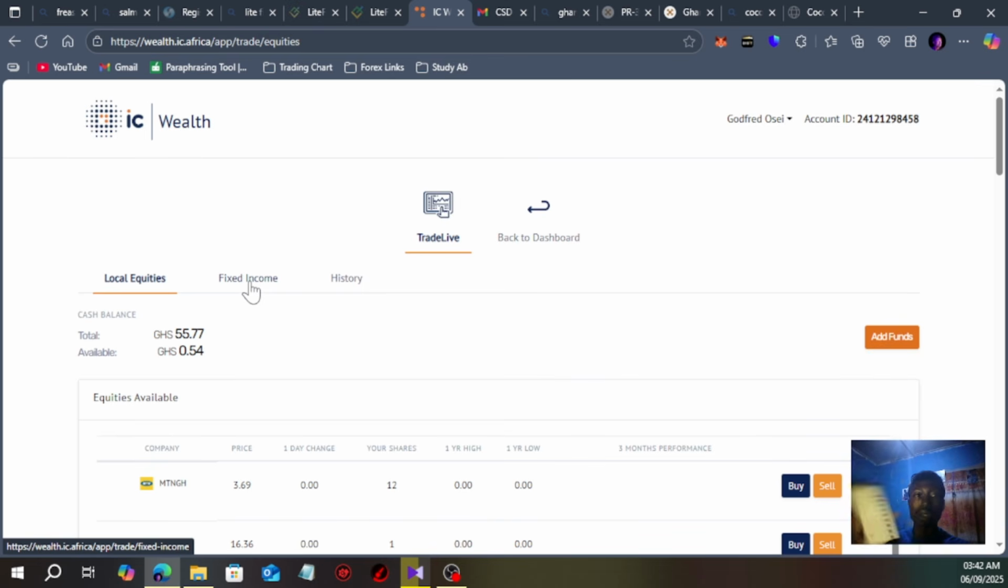So these are the companies that are listed over here, and I can buy from any company that I want to buy from. So it's very simple, and very understandable to do so.